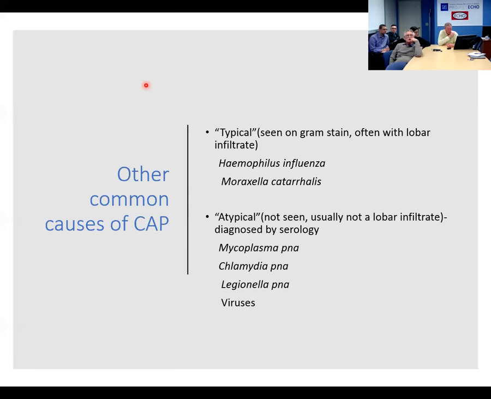The term atypical usually is not with a lobar infiltrate. They usually have patchy infiltrates. And remember, bacteria, when you do gram stains, are picked up by the cell wall. Things like mycoplasma and chlamydia don't have cell walls, so you don't see them on the gram stain. So if you have a gram stain with a lot of white cells but no bacteria seen, that may point you in the direction of an atypical infection, like a viral, chlamydia, or mycoplasma. Legionella is gram negative, but it's intracellular, so it doesn't come up in the gram stain.